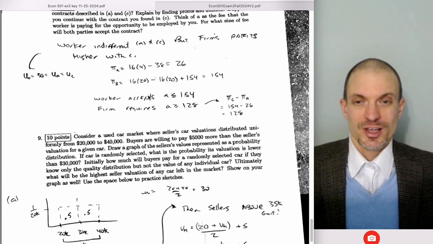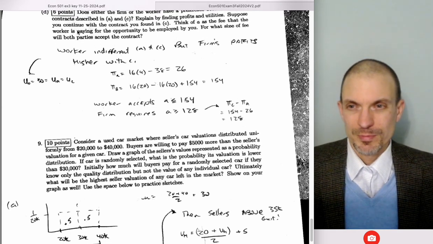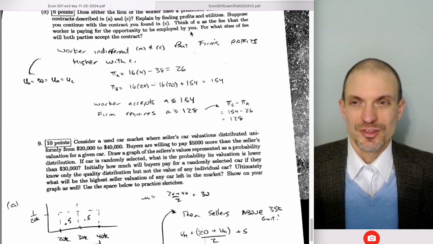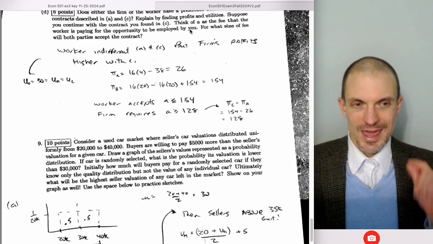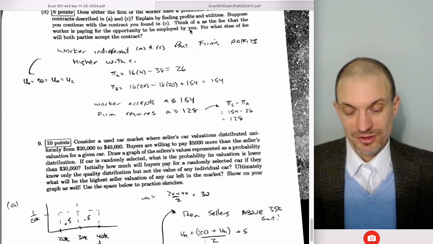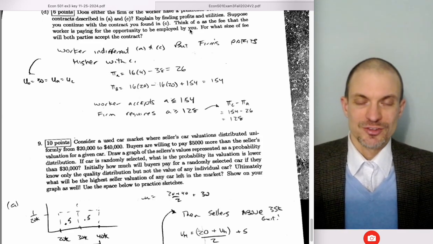For what size fee will both parties accept the contract? Suppose you continue with the contract you found in Part C. That was the full incentive contract. Think of A as the fee the worker's paying for the opportunity. So here we're saying A was 154 to keep them indifferent. That was profit maximizing for us. But what if we use some other A? What are the bounds on what would be acceptable?